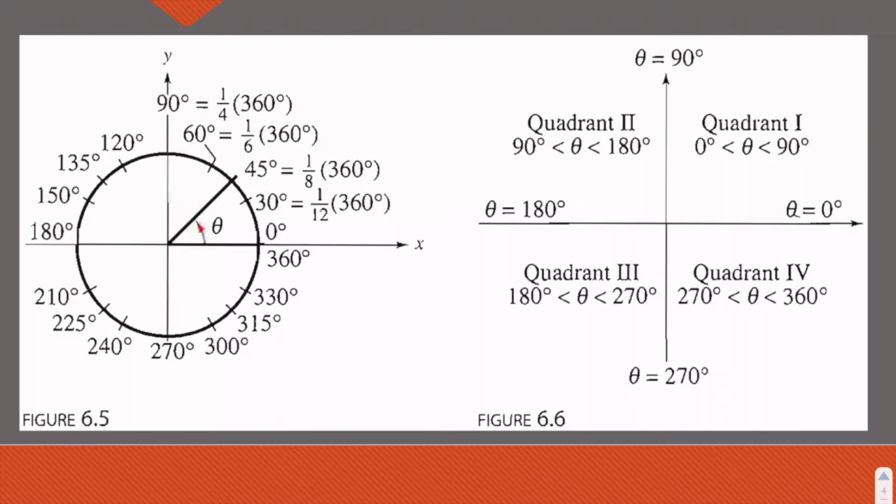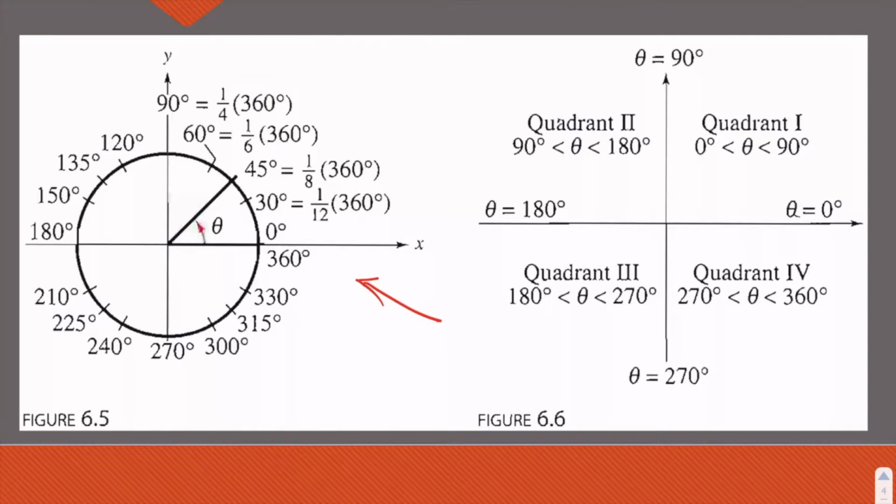So take a look at some of these. They've labeled 90 degrees, which is 1/4 of 360, and 60 degrees, which is 1/6 of 360, 45 degrees, which is 1/8 of 360, 30, which is 1/12 of 360. That's just noting these angles as fractional parts of the entire circle, as we focus just on quadrant 1.